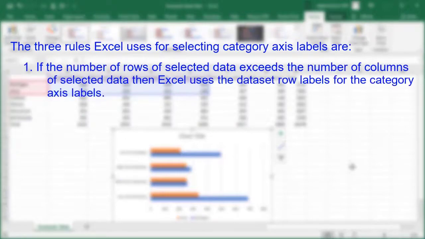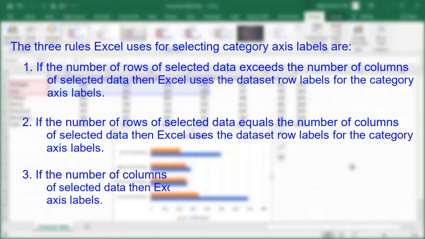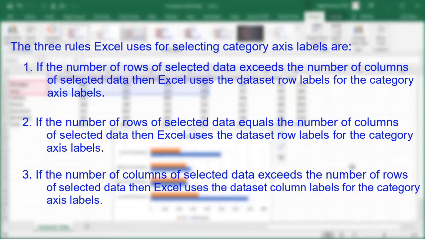As explained in the first tip in this series, Excel uses 3 rules for selecting the category axis labels for a bar chart. First, if the user selects more rows of data than columns of data, then Excel uses the dataset's row labels for the category labels on the chart. Second, if the user selects the same number of rows of data and columns of data, then Excel uses the dataset's column labels for the category labels on the chart. Third, if the user selects more columns of data than rows of data, then Excel uses the dataset's column labels for the category axis labels on the chart.